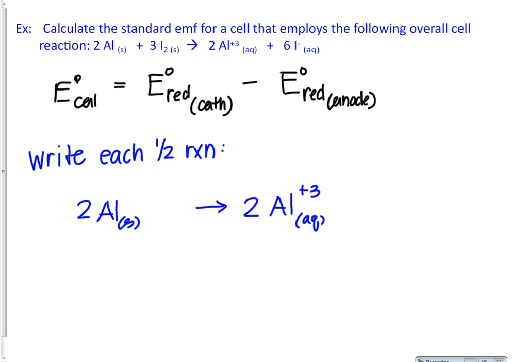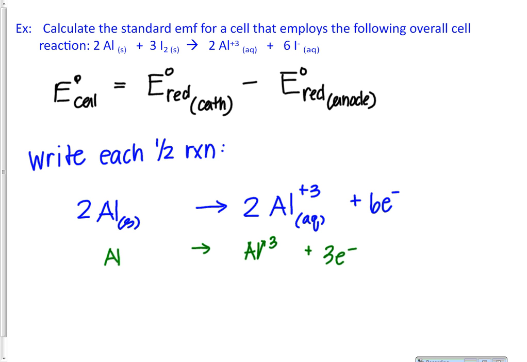Now to get that to balance, we need to add 6 electrons to the right-hand side to negate that charge. Now you're going to look for a reaction that matches this in your Appendix E. What you're probably going to see is not 2Al makes 2Al³⁺ plus 6 electrons. What you're going to see in the book is Al makes Al³⁺ plus 3 electrons.